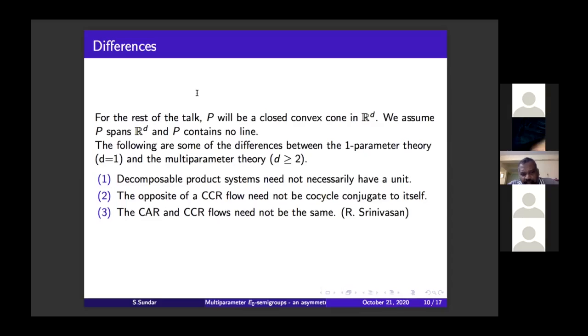I mentioned that using the antisymmetric Fock space, you can also construct an E0 semigroup, which is called the CAR flow. In the one parameter case, it is known that CAR flows and CCR flows are one and the same. But this is not true in the multiparameter case, and this is due to Srinivasan of CMI. So these are some of the differences. I will illustrate the second difference in the rest of the talk.